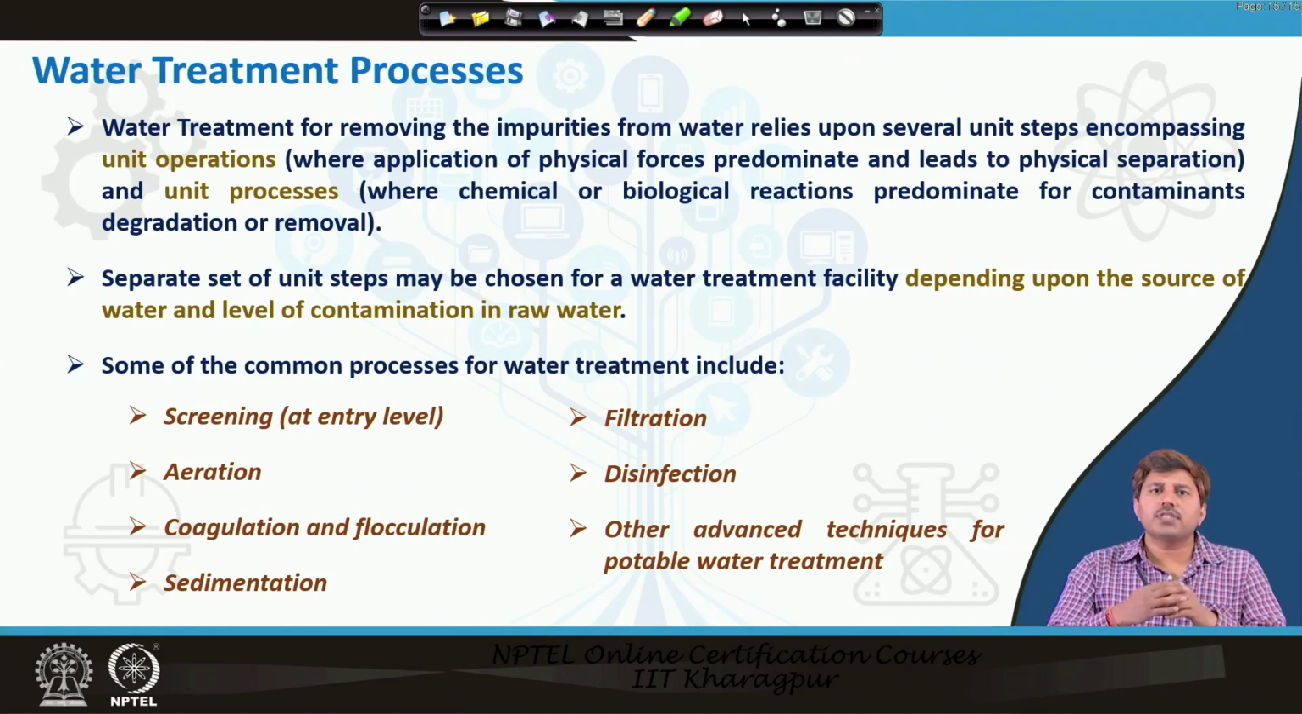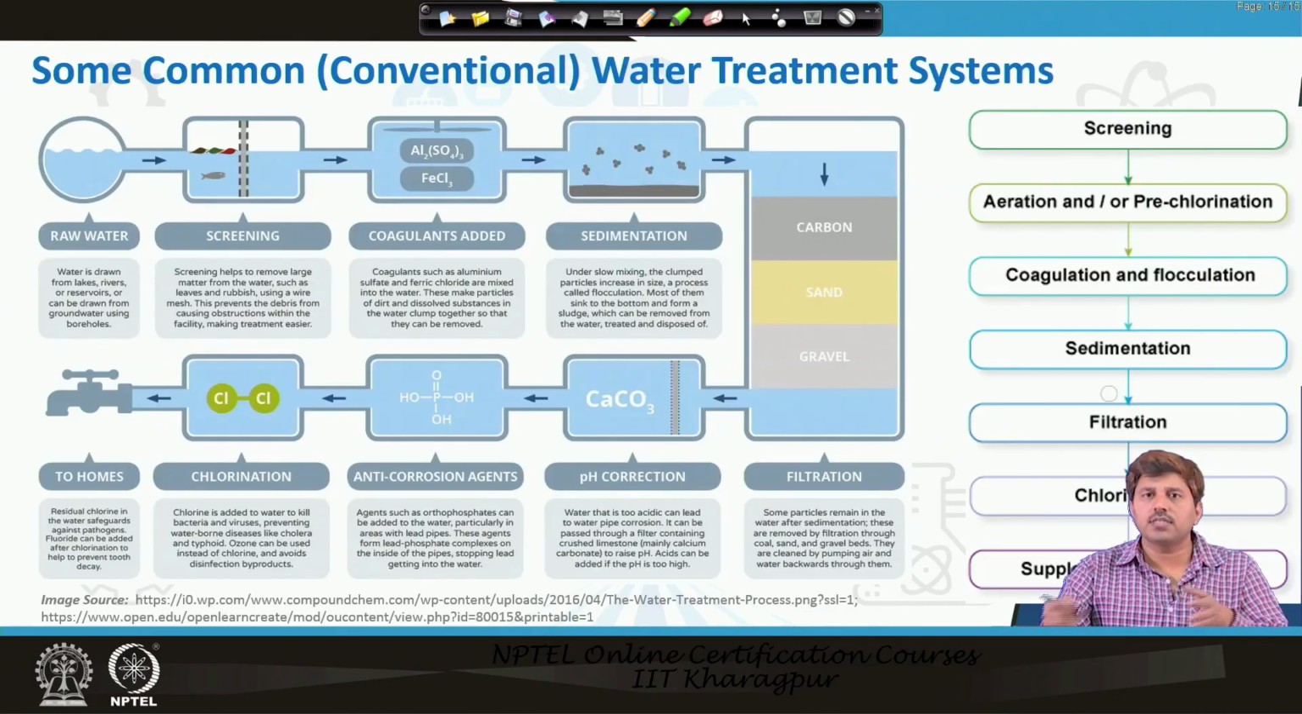So, some of the common processes for water treatment are screening, then aeration, coagulation, flocculation, sedimentation, filtration, disinfection, and various advanced treatment processes. So, we will be talking about these processes or these steps in more detail.